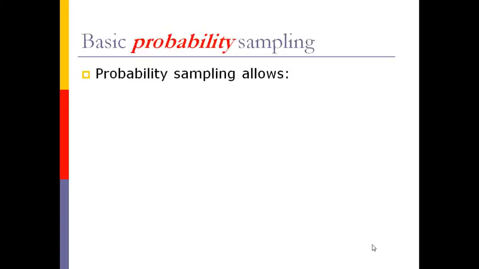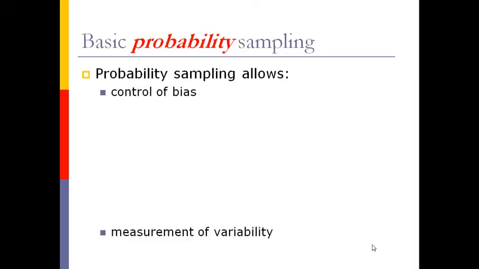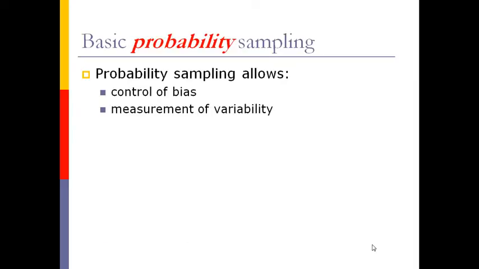Now, what does probability sampling allow us to do? It allows us to control for bias. Again, remember, control, not totally avoid it. It also allows for a measurement of variability. This is a technical point, and I don't want to dwell too much on it, but an important part of doing inference is to know what the variability in your population is, and probability sampling allows us to have good control over that. Therefore, it allows us to make inferences.